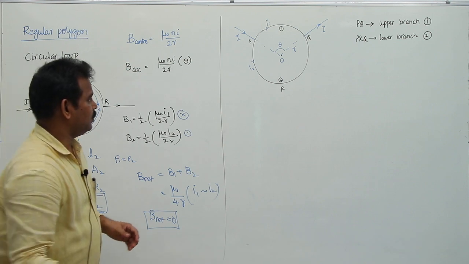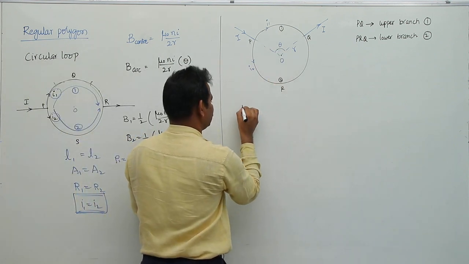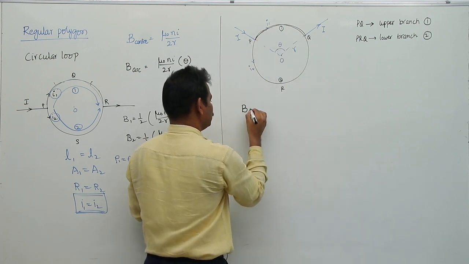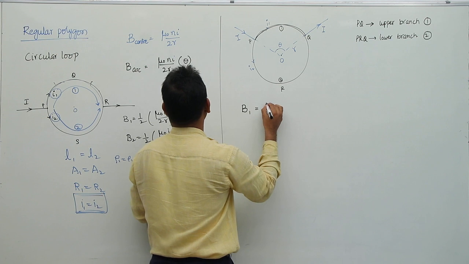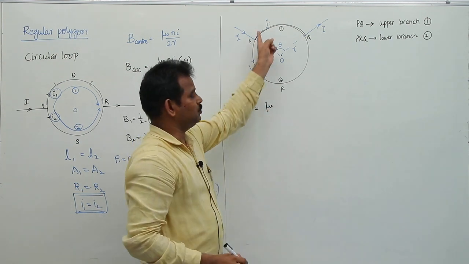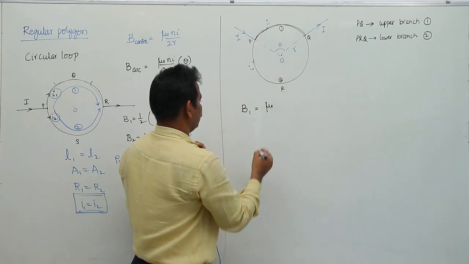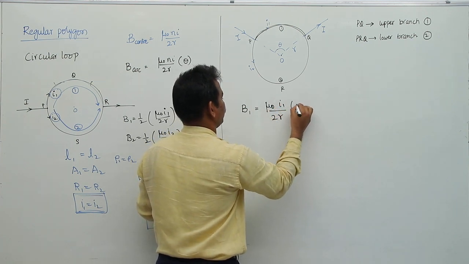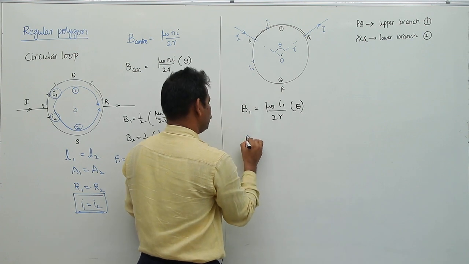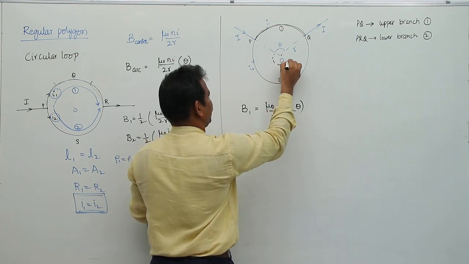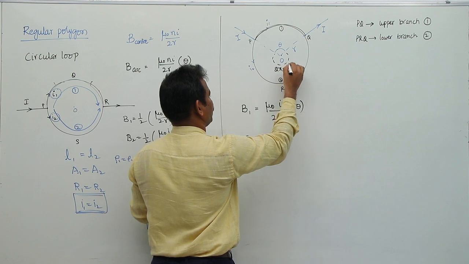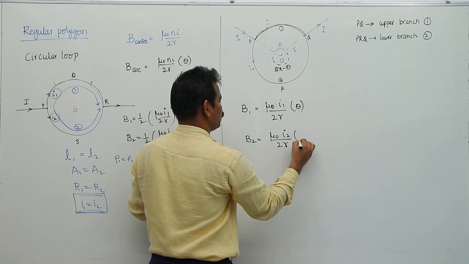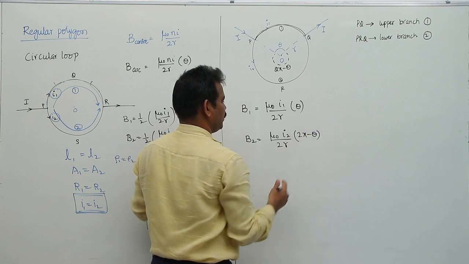Now here this is the theta. So what is the magnetic field due to this arc between P and Q? This is given by B1. I am going to write mu naught, as there is only one turn here, N will become 1, so mu naught I1 by 2r into theta. So B2 will become, the remaining angle is 2 pi minus theta, so we can write mu naught I2 by 2r into 2 pi minus theta.